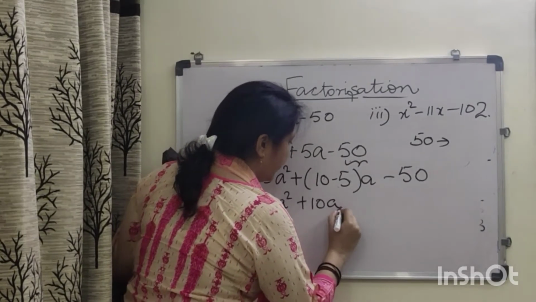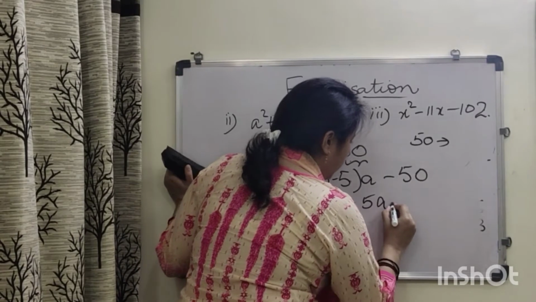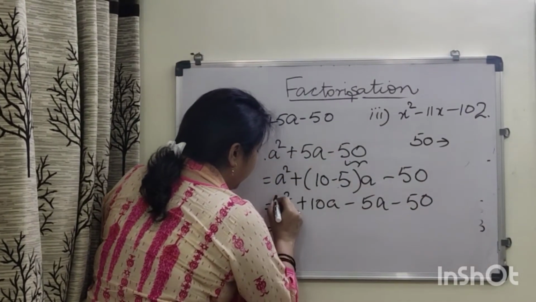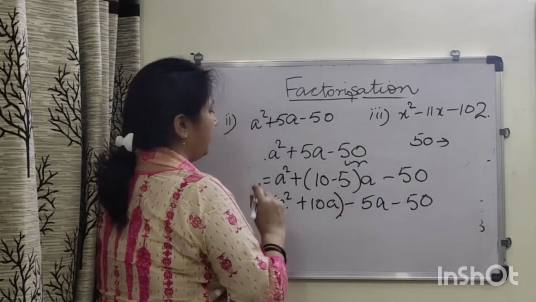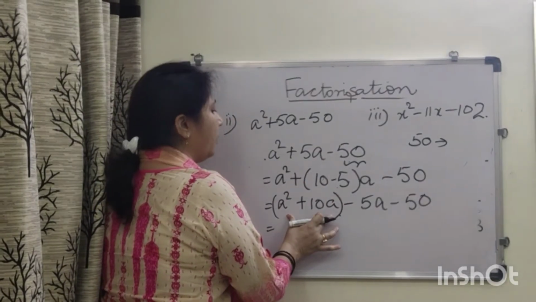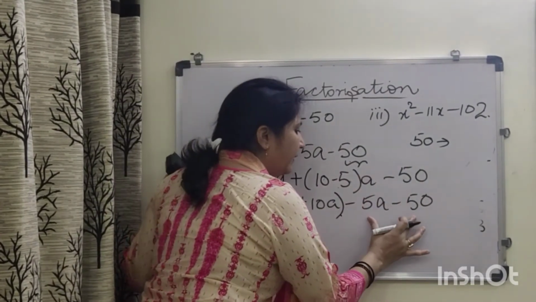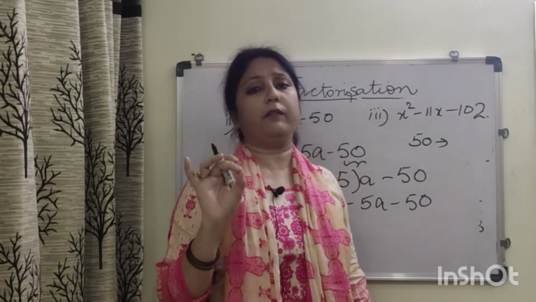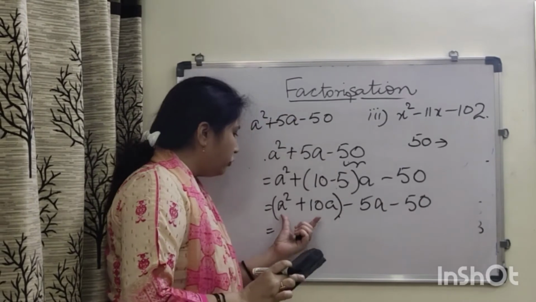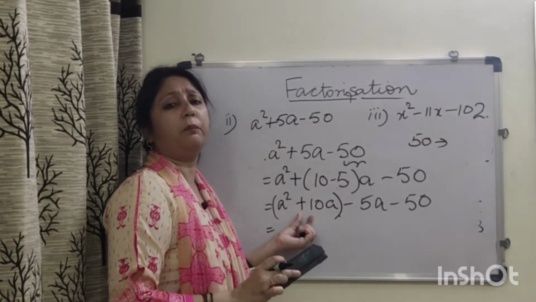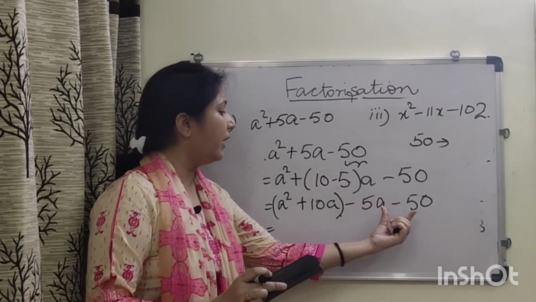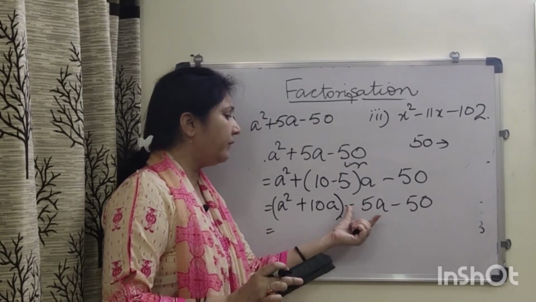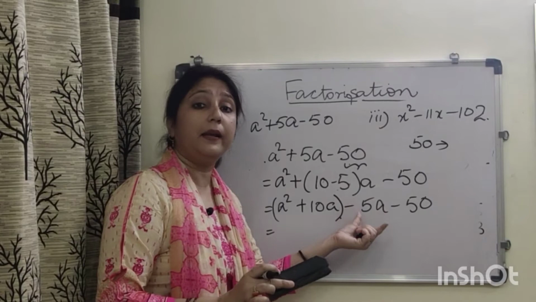10a minus 5a minus 50. Now make pairs. Beta, while putting them in groups, if there is a minus sign, don't use a bracket straight away. Here I have used a bracket because here it is a positive sign. Here I have not used one because this second sign is basically negative.